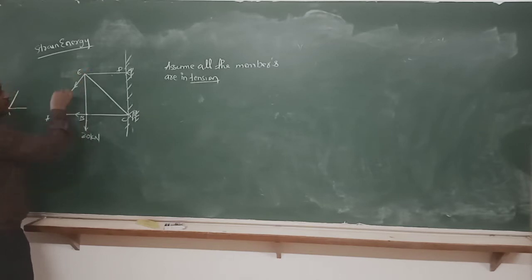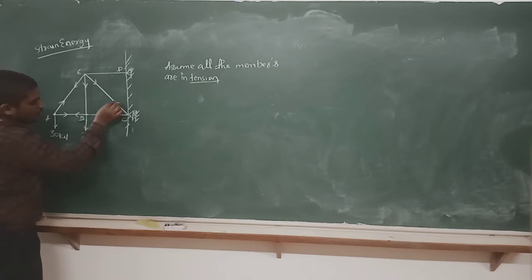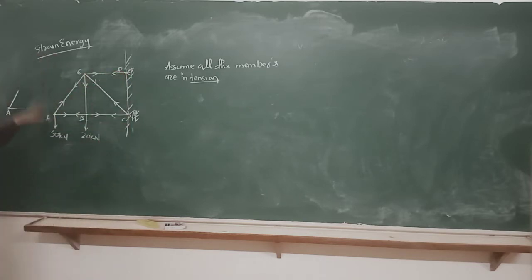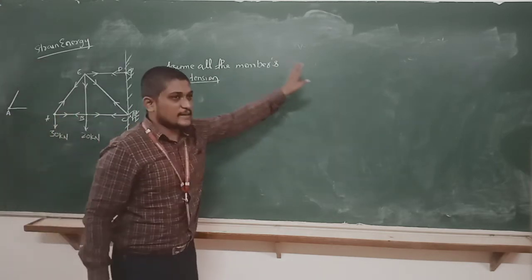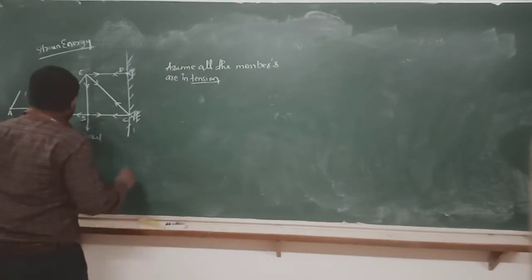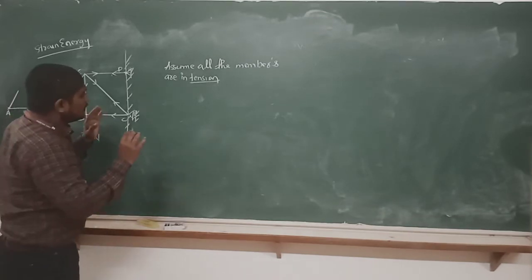So E away from the joint, this one also away from the joint, C away from the joint. From E it is away from the joint, from D it is away from the joint. Now the diagram is ready. Initially, we have assumed all the members are in tension. Now see what we are using.